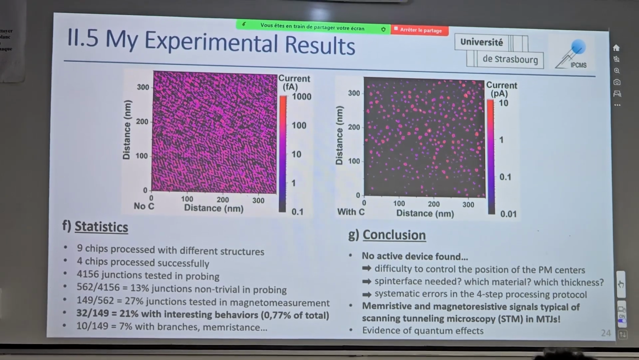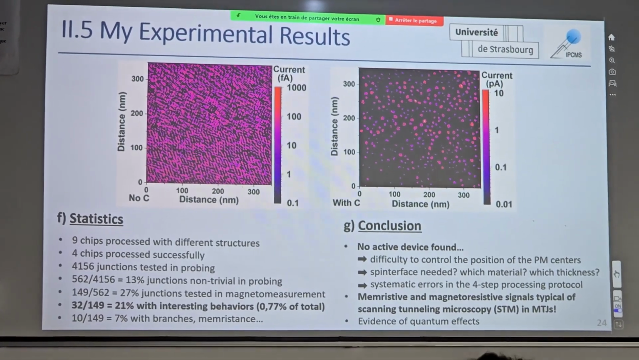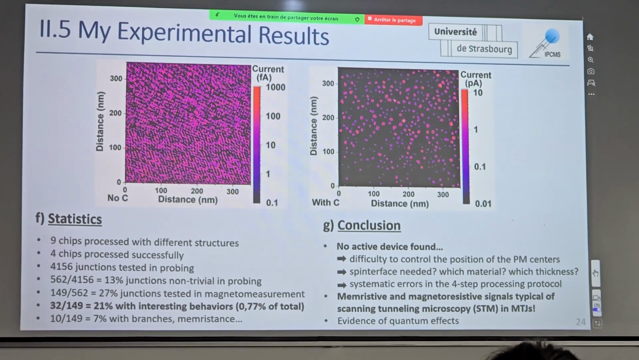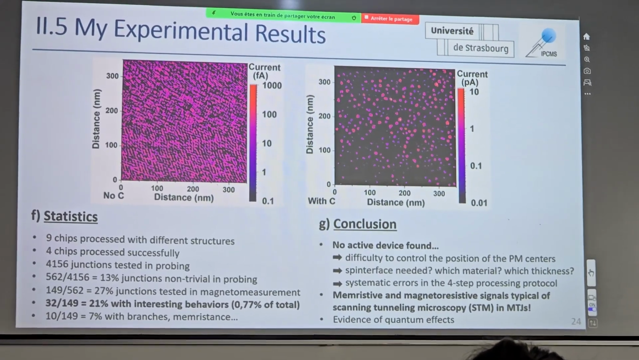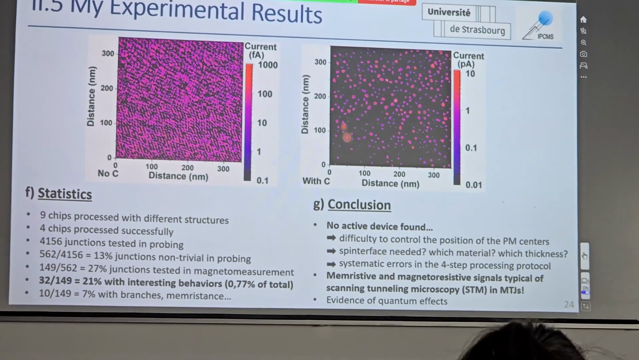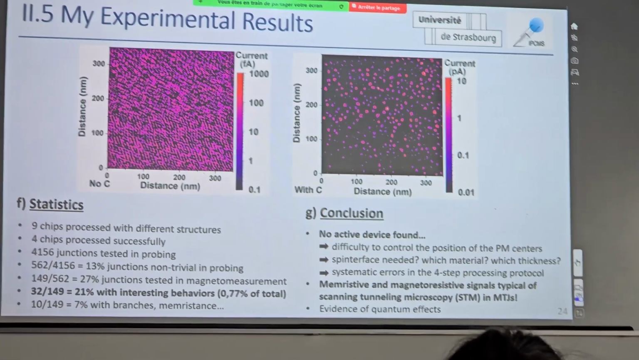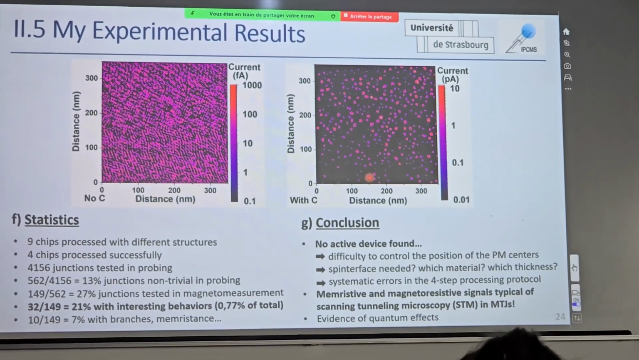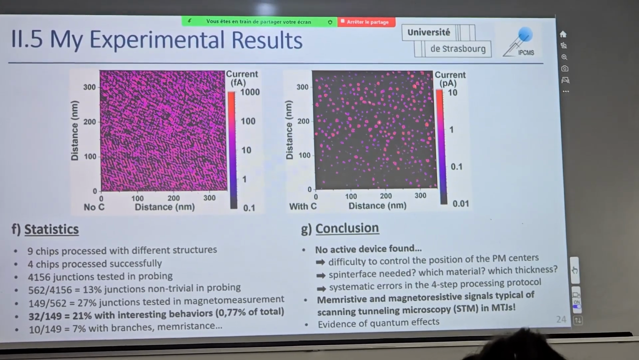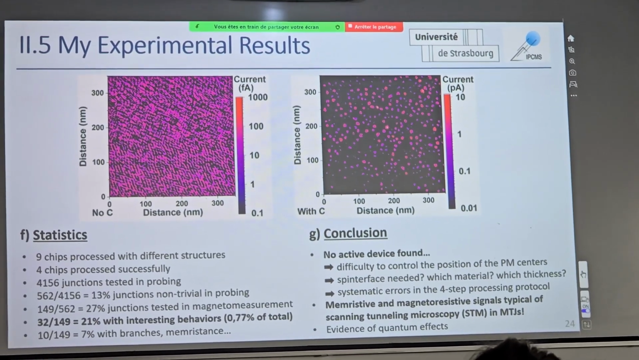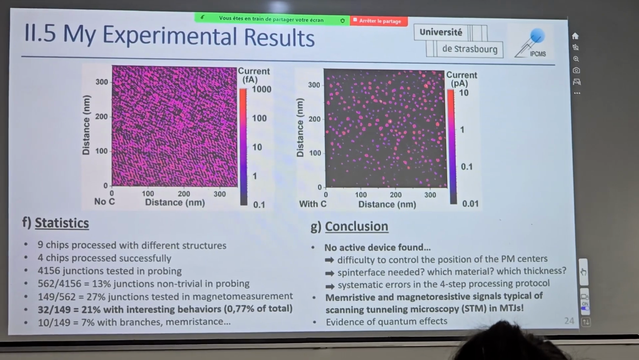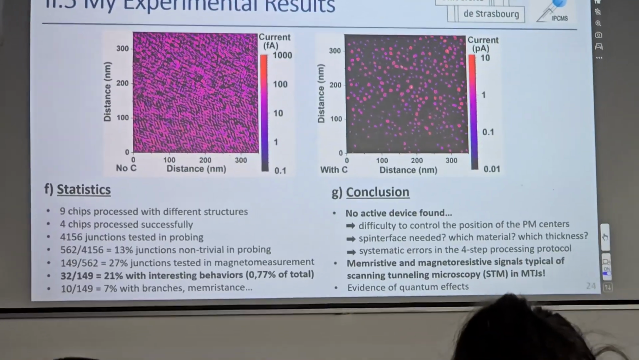But nonetheless, I found some devices with rich behavior that revealed signals typical of scanning tunneling microscopy experiments, and additional experiments showed that the insertion of these carbons revealed conduction hotspots that are indeed supporting the fact that the transport in these junctions happens through impurities of atomic sizes.